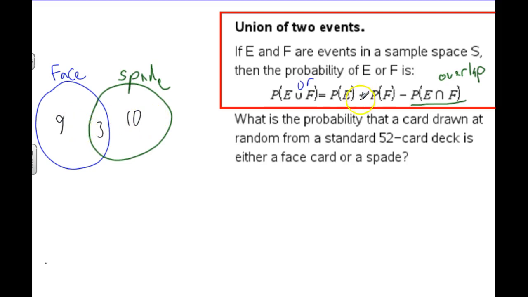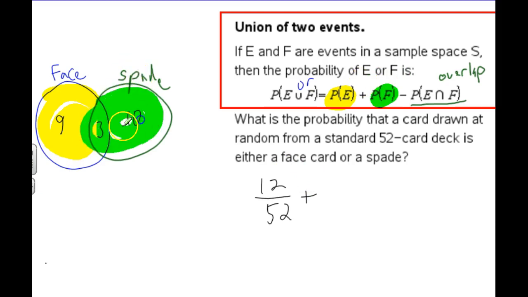So what we're doing with this is we're saying probability of the first event, face cards, plus the probability of the second event, spades, minus the probability of the overlap. The reason we have to do that overlap is this. When you figure out that first probability, what's the probability of face cards? That would be 12 out of 52. Plus, what's the probability of getting spades? So how many spades do we have? We have 10 and 3 here. So we have 13 out of 52.